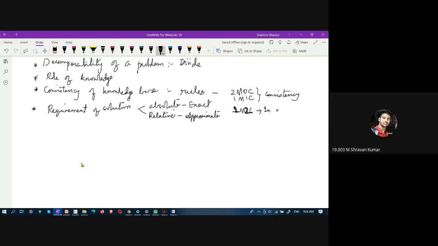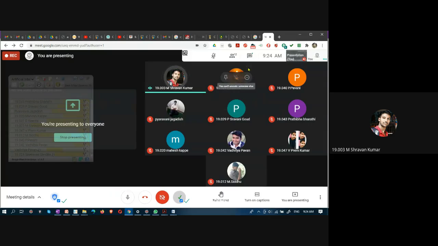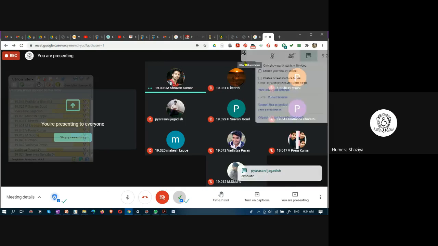Pi value is approximate, ma'am. If we use the Pi value, it will give approximate, like 3.14. It won't give exact values, like decimals, as Jagdish said. And absolute are normal integers, if we can say. Yes, you are right.